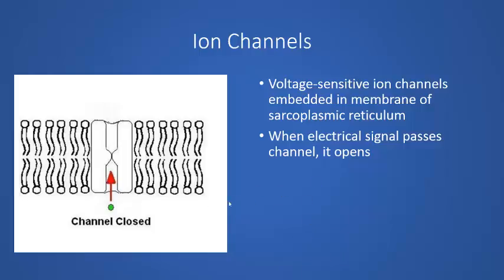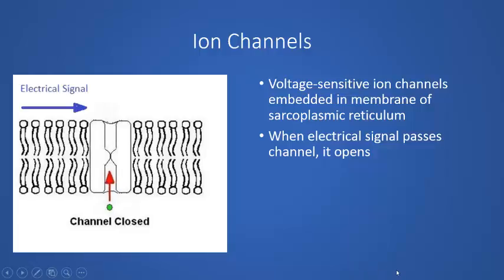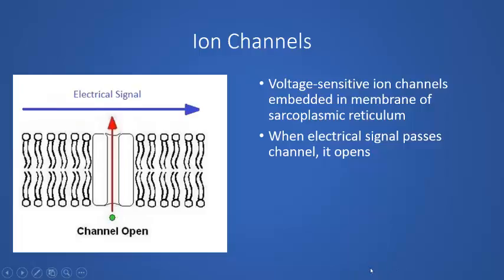And so what we're going to see here is that electrical signal, which remember is traveling through the transverse tubule that runs in very close proximity to the sarcoplasmic reticulum, is actually going to pass right by those ion channels, and when it does, the change in voltage is going to cause the channel to open. Now you can see in the diagram that the channel is open, and the path for that little green dot, which in this case would be representative of a calcium ion, is now cleared, and the calcium ion can flow from the inside of the sarcoplasmic reticulum to the outside.